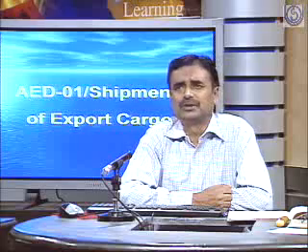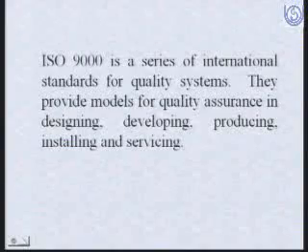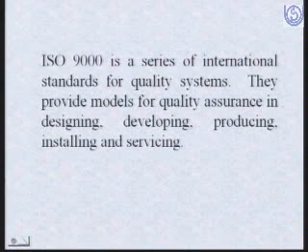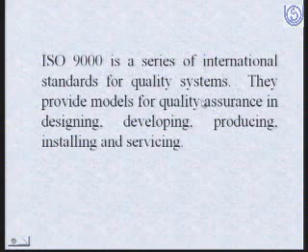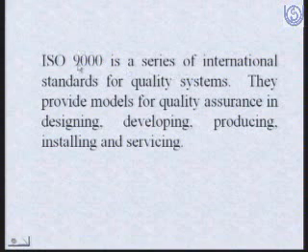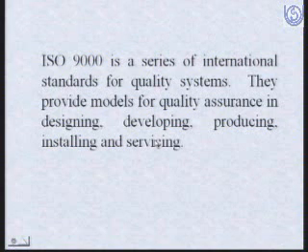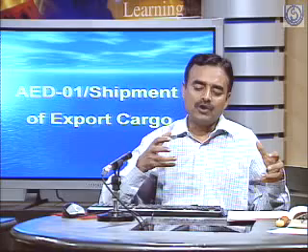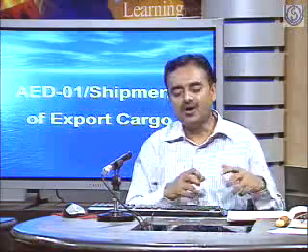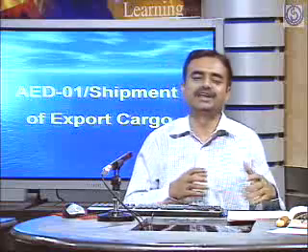Now, as you all know, the ISO 9000 series has become a very important way of ensuring quality across the globe. Let us see what ISO 9000 is. ISO 9000 is a series of international standards for quality systems. They provide models for quality assurance in designing, developing, producing, installing and servicing. So they provide you the models of quality assurance, that is, how you are going to assure quality in the area of designing.